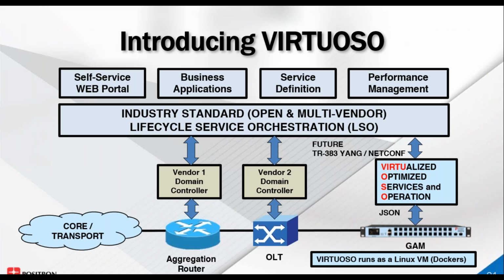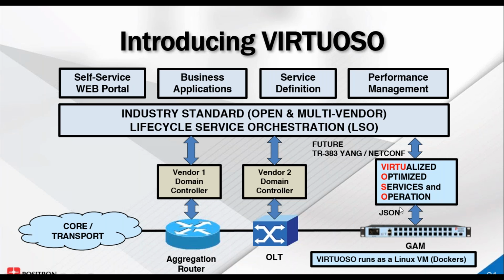So the last thing I wanted to cover was VIRTUOSO. VIRTUOSO is like a domain manager or domain controller, the same way you have maybe for the OLTs or your radios, your aggregation routers. And it has an open API based on JSON. So the GAM will manage the GAM devices that get discovered and get their updates and so on. But this JSON API is also available to you if you want to use your own platform for these functions.